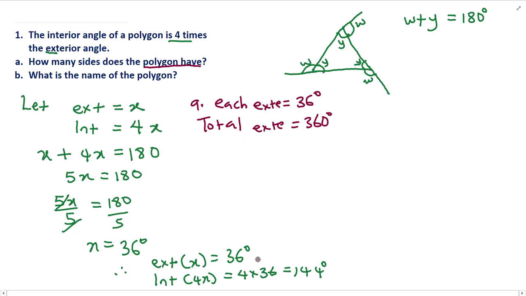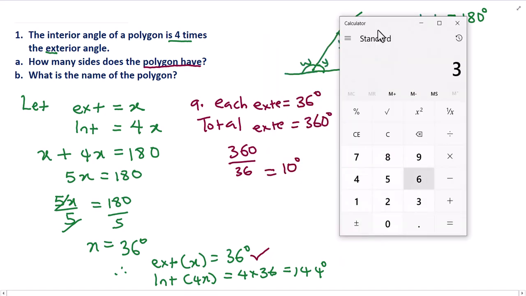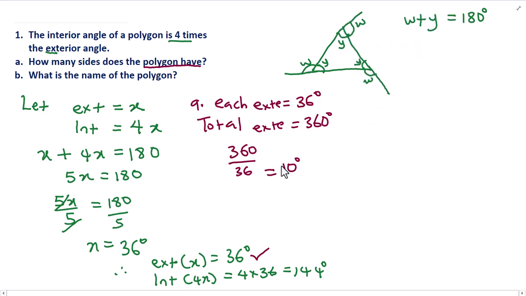So we solve for this here. The exterior is 36, but then the total exterior is 360. So if we divide the total, 360 divided by 36, this gives us 10. We don't need to calculate for that. Okay, sorry, 10 sides. This is for the sides, not degree.